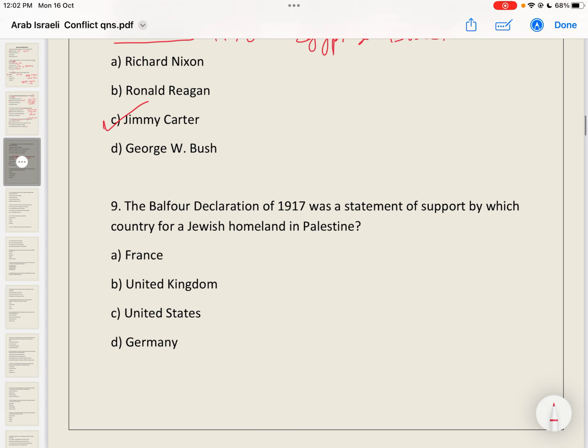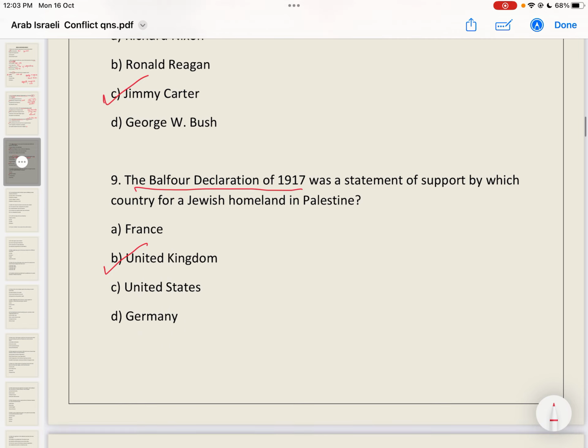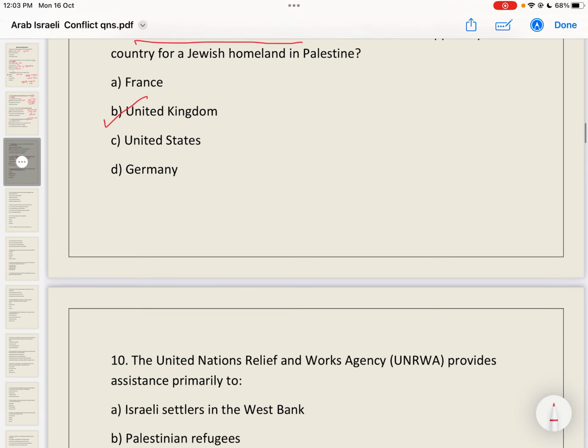Coming to the next question. The Balfour Declaration of 1917 was a statement of support by which country for a Jewish homeland in Palestine? Now, we've already discussed this before, and we had mentioned that this declaration was made by the United Kingdom, the Balfour Declaration of 1917, and this led to the conflict between Arabs and Jews in the area.